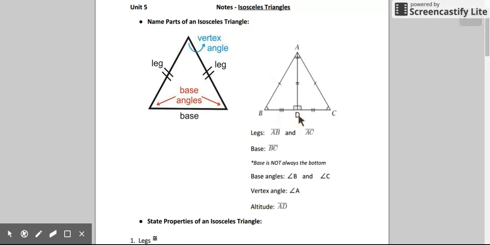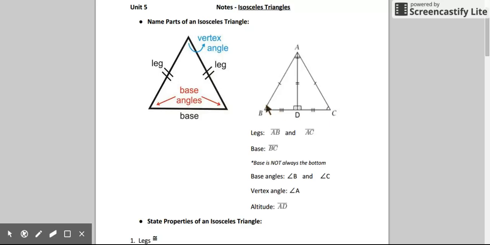So if we wanted to name the pieces of this isosceles triangle, the two congruent sides are the legs, so side or segment AB and segment AC. The other side, the non-congruent side, side BC or segment BC, is the base. Be careful though, if this triangle gets rotated, the base may not always be positioned at the bottom. It is always the non-congruent side. So if this triangle got spun around a little bit, the two congruent sides would always be the legs and the base would always be the other side.